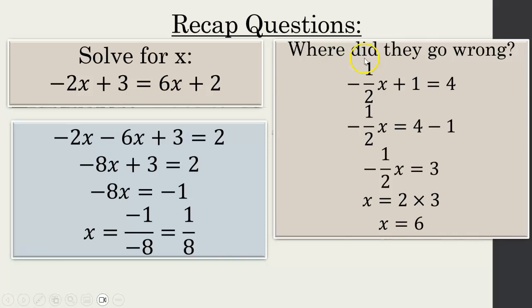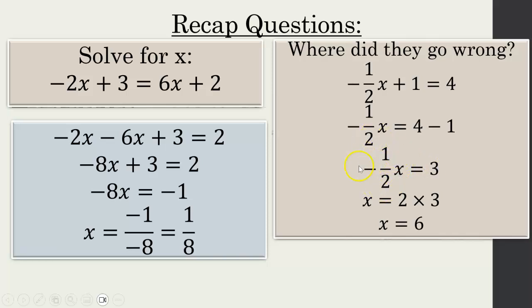So where did they go wrong? This is the next one now. Well, think about it. I had minus a half x plus 1 is equal to 4. I brought the 1 over because I want the x's isolated. So I brought the 1 over. So that's fine. It became a minus. That's okay. I have minus a half x is equal to 3.